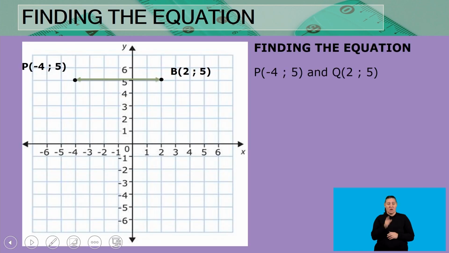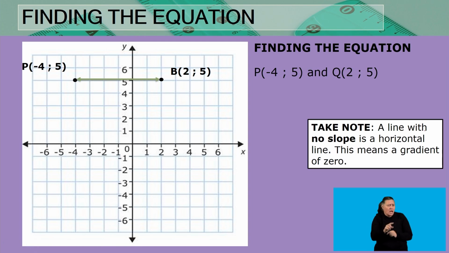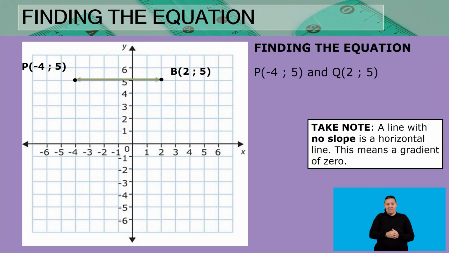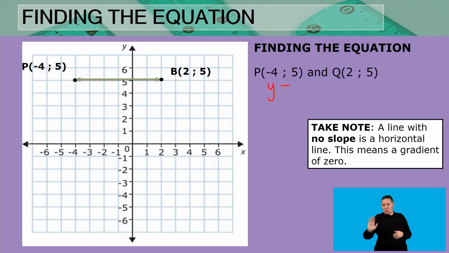Let's look at the last question. Now we have been given a horizontal line. What is important to note about a horizontal line is that a line with no slope is a horizontal line. Remember, gradient means slope. So if a line has no slope, it means that the gradient is 0. So what does this mean for us finding this equation? Do we need to calculate the gradient here? We already know that there is no slope, meaning the gradient is 0. So what will the equation look like?